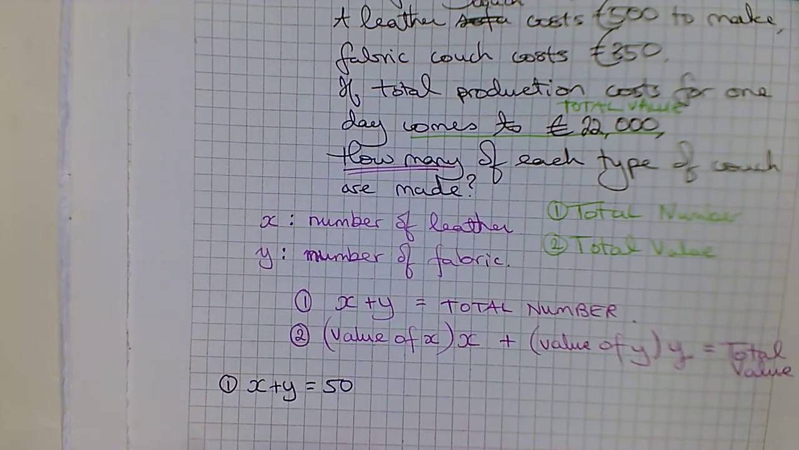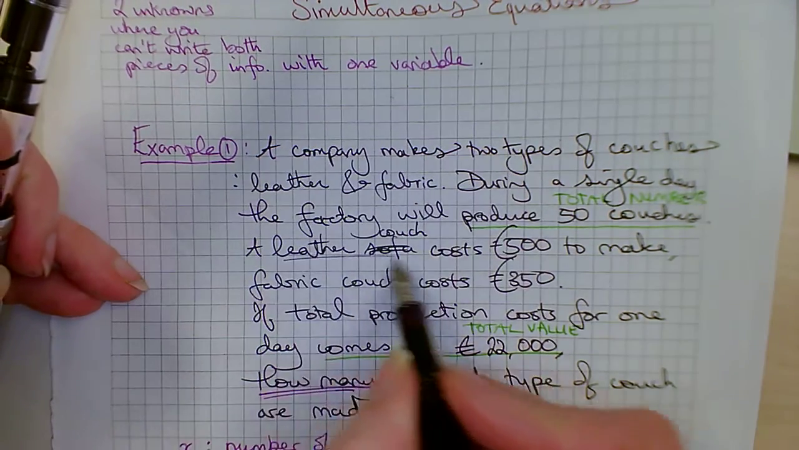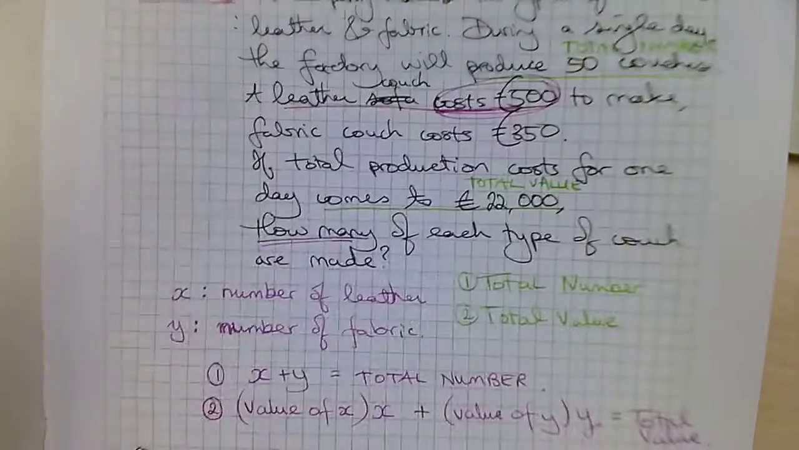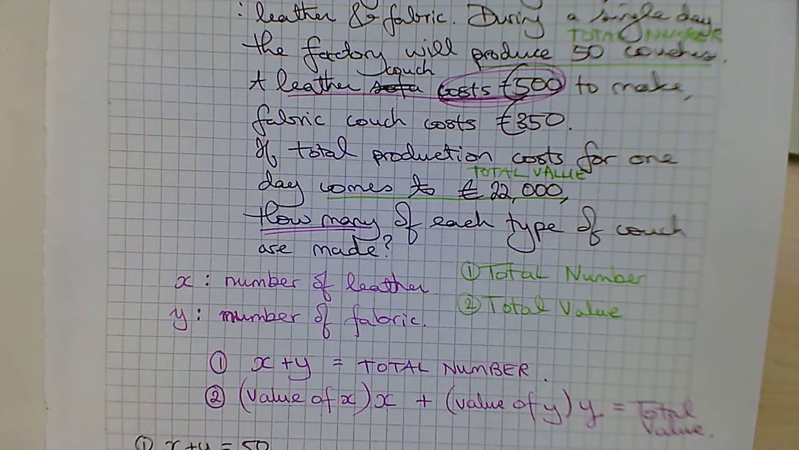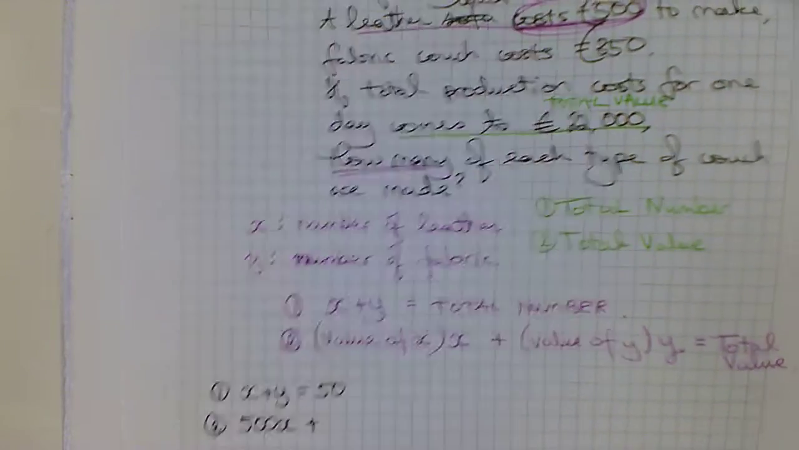The second piece of information, I said the value of X. Well, where is the value of X? It's the value or the cost of a leather couch. So a leather couch costs 500. There's my value of X, and I need to multiply that by X. I need to multiply 500 by however many of them I made.